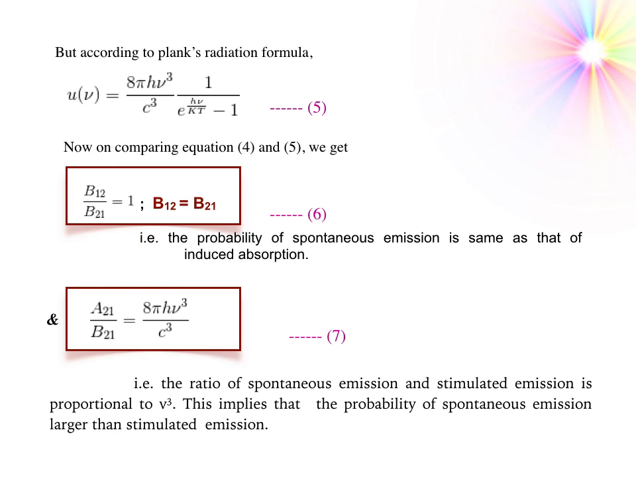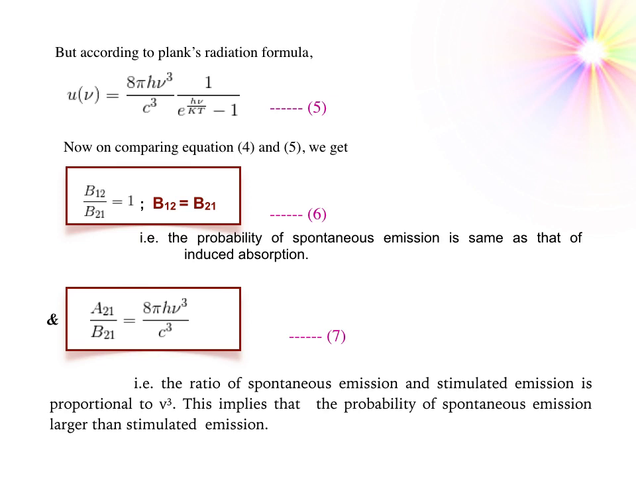Now, on comparing equation 4 and 5, we get B12 is equal to B21, that is equation 6, and A21 upon B21 is equal to 8 pi h nu cube upon c cube, that is equation 7. Both equation 6 and 7 are the equations for Einstein relation.